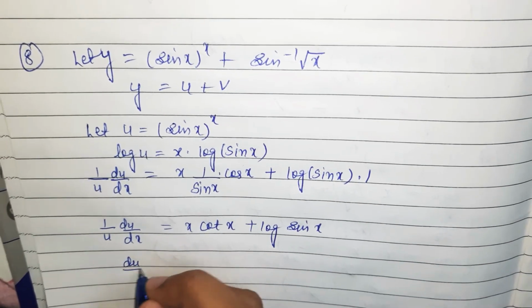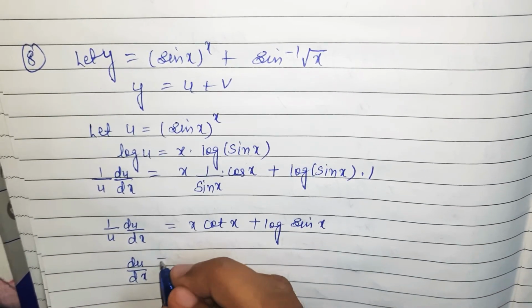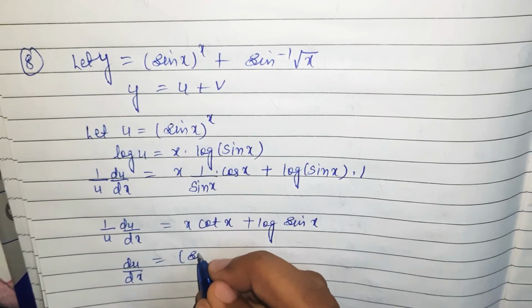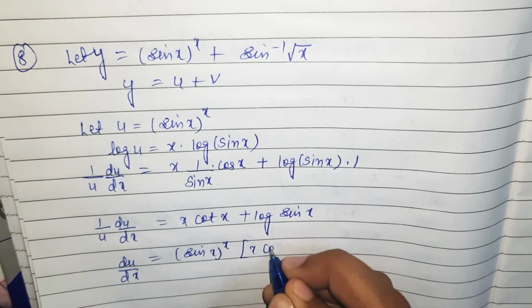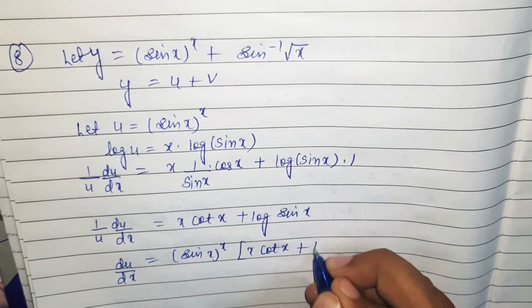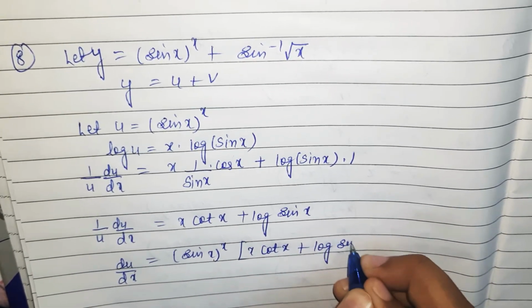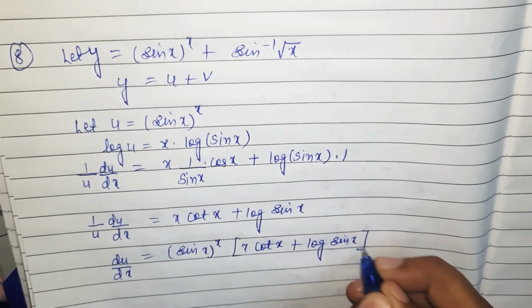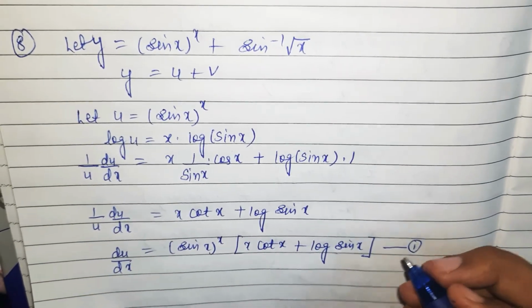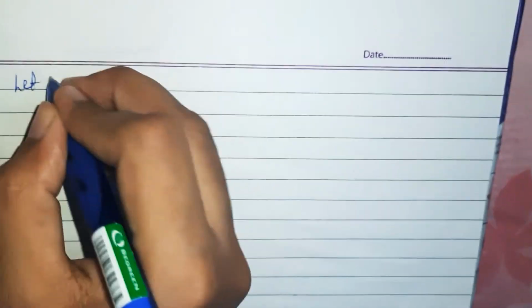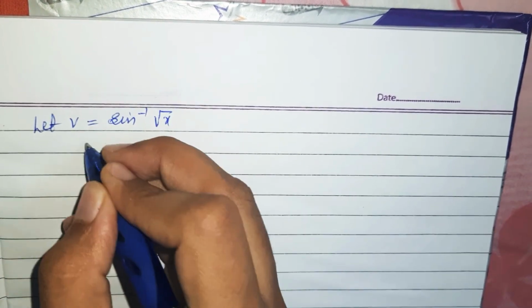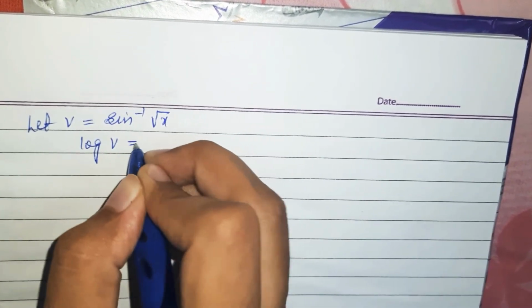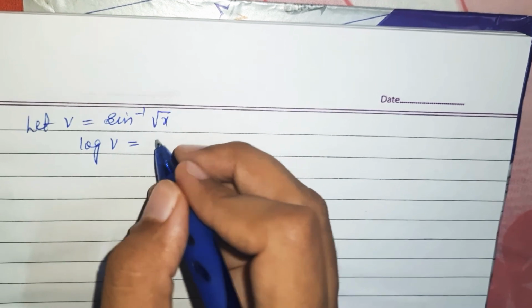So du by dx, I am getting as the value of u: sin x raised to the power x into x cot x plus log of sin x. So this is your first equation, we can mark it. Now after that, let v be sine inverse. We can do it directly also, but if I apply log to v, what will this become?